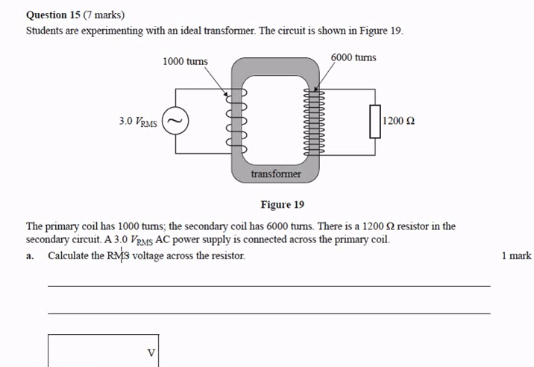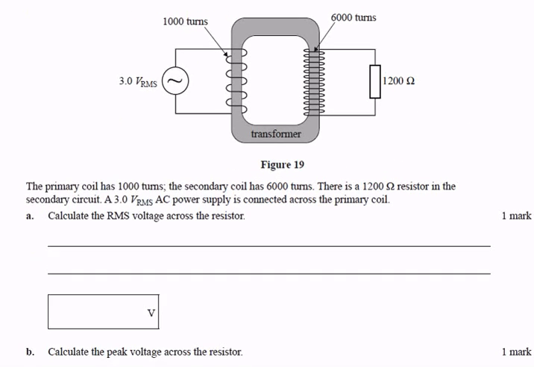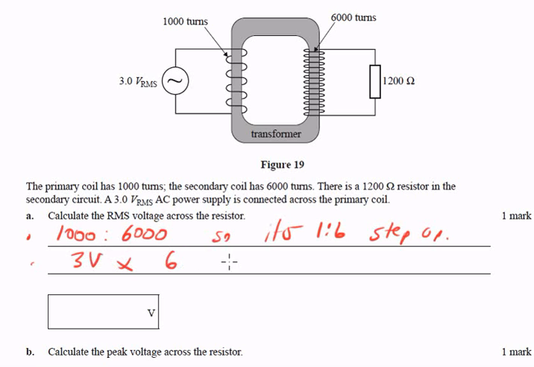Alright, calculate the voltage across the resistor. So we just have to work out what's the voltage on the secondary coil. So the turns are 1,000 to 6,000. So it's a 1 to 6 step up transformer, because 1,000 to 6,000 is 1 to 6. So therefore, we have the 3 volts and we times it by 6 to get 18 volts in our secondary. So there's 18 volts here.